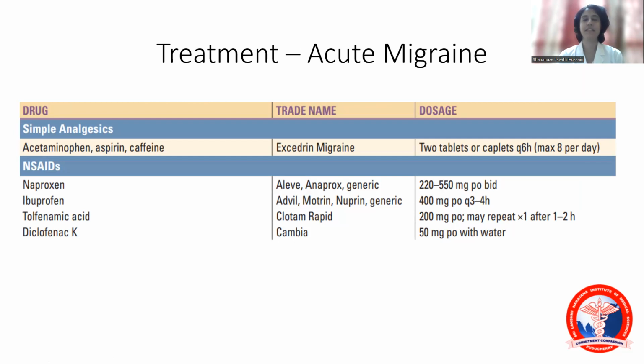For mild attacks, simple analgesics like acetaminophen, aspirin, and caffeine in combination can be given, or NSAIDs can be given. That might include naproxen, ibuprofen, mefenamic acid, and diclofenac. And I have mentioned the doses on the right hand side.